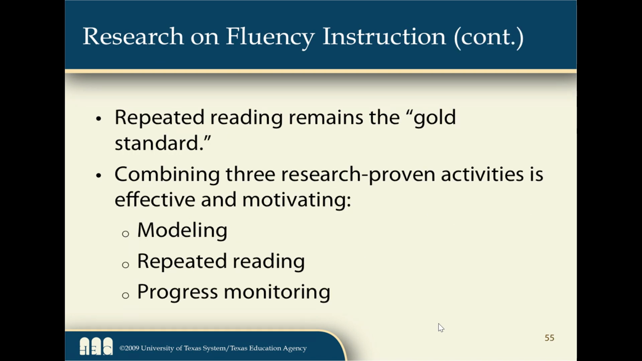Repeated reading remains the gold standard in building fluency instruction. And combining modeling, repeated reading, and progress monitoring is the best way to get students to be excited about reading. Modeling is read alouds and the teacher doing their job of effective reading and showing fluency. Having the students read the same text multiple times, 3 to 4 times, is sufficient. And the progress monitoring is the actual assessing of the fluency skills and determining accuracy, rate, and prosody.